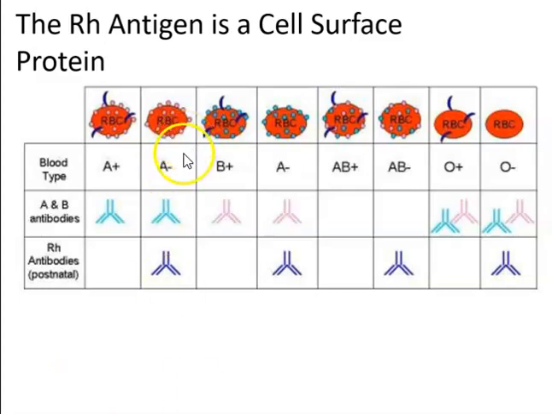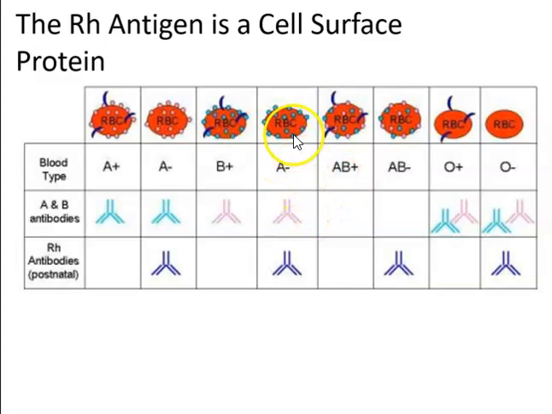So if the patient is negative, meaning they do not have the Rh antigen on the surface of the red blood cell, they will have the Rh antibody postnatally within the plasma. And so if the patient is type B positive, they will have the B antigen on the surface as well as the Rh antigen on the surface. So they will have the anti-A antibody in the plasma, but no Rh antibody within the plasma because of the presence of the Rh antigen on the surface of the red blood cell.